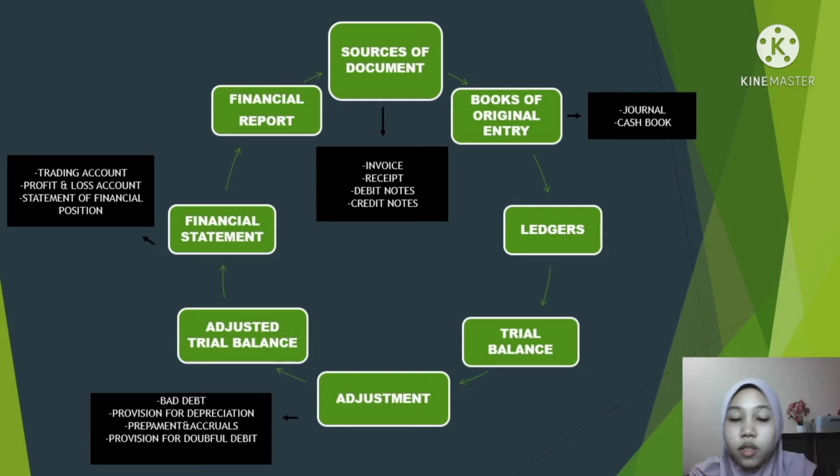First, sources of document. Book of original entry like journal and cash book. Ledger, trial balance, adjustment like bad debt. Next, adjusted trial balance, financial statement like trading account.